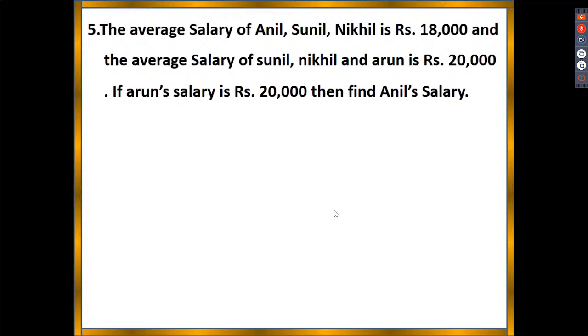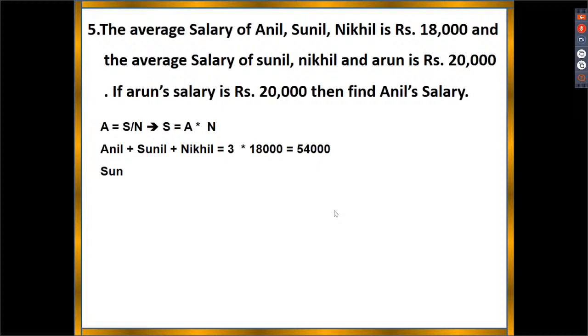So initially Anil, Sunil and Nikhil, there are three persons. Three persons' average is 18. So what is the total? S is equal to A into N. The average is 18,000 and N is the number of persons, 3. So 18 into 3, 54. 54,000 is the total salary of Anil, Sunil and Nikhil. Similarly, Sunil, Nikhil and Arun, the average salary is 20,000 and the number of persons is 3. 20,000 into 3, 60,000, the total salary of Sunil, Nikhil and Arun.